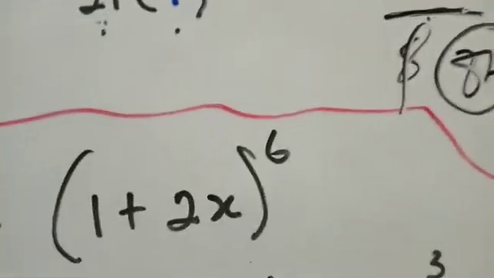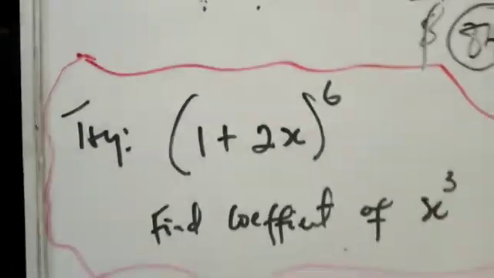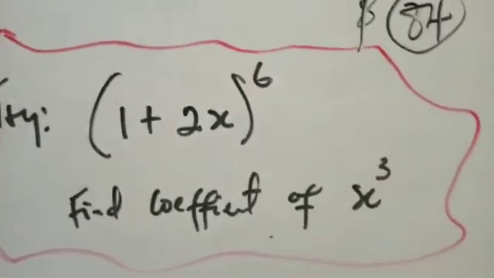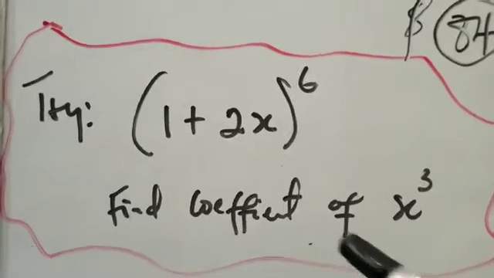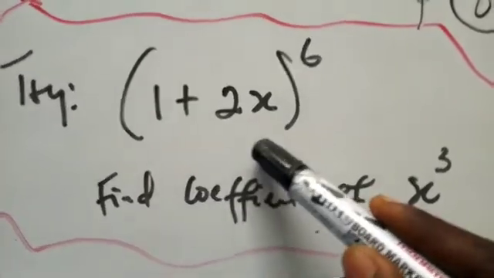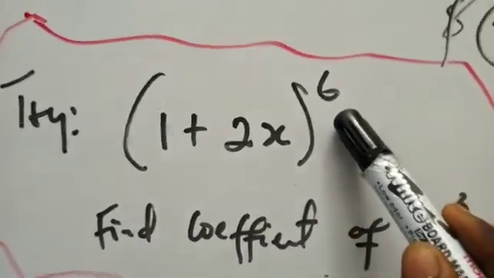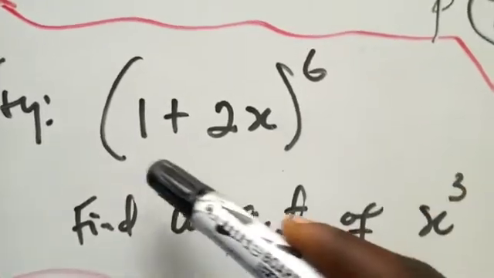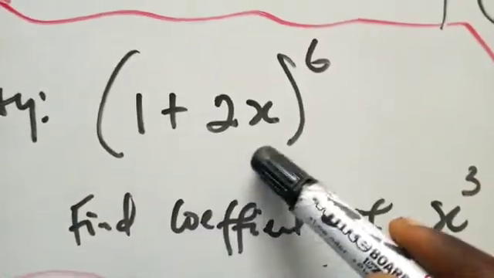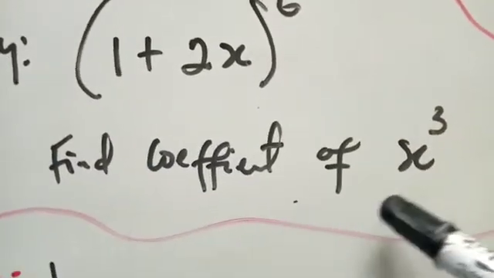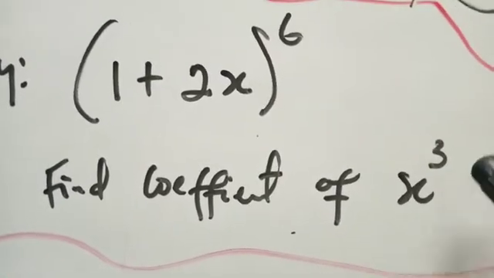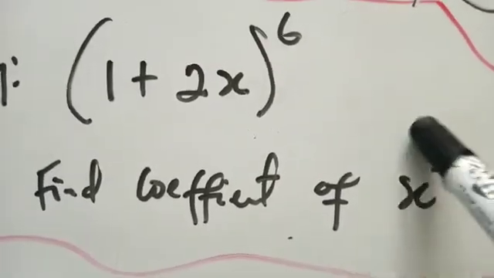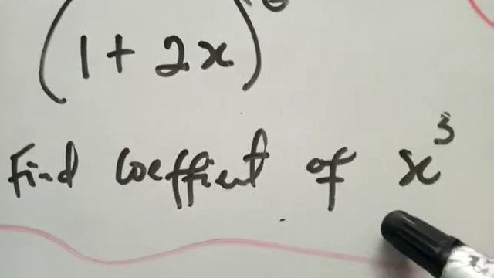So look at the question here. There is another trick here. Now here, I guess you should try this question and bring your answer in the comment section. So they say try (1 plus 2x) exponent 6, right? This is exponent 6, and here is 1 plus 2x. They say find the coefficient of x exponent 3. So x exponent 3 means that is the 3rd guy, right? So what will be the price of the 3rd guy here?